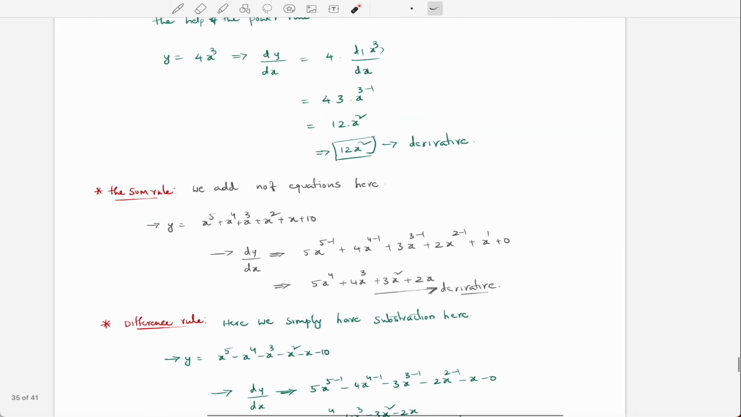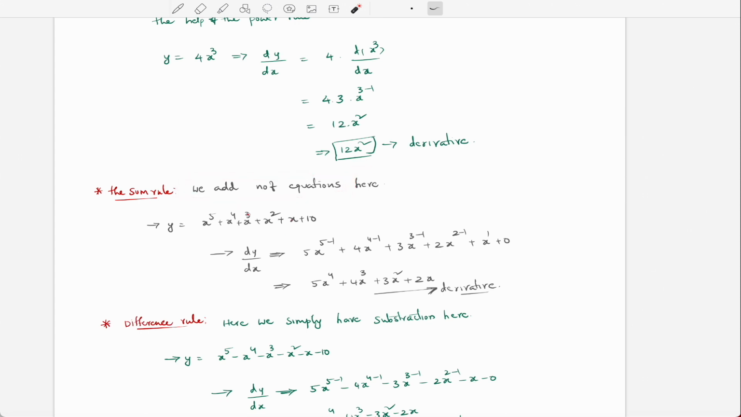And then we have a sum rule over here. So what is the sum rule? We're just simply adding a number of equations here. So we have x power 5, x power 4, x power 3, x power 2, and x plus 10. We have a long equation here, but we just simply add those functions.